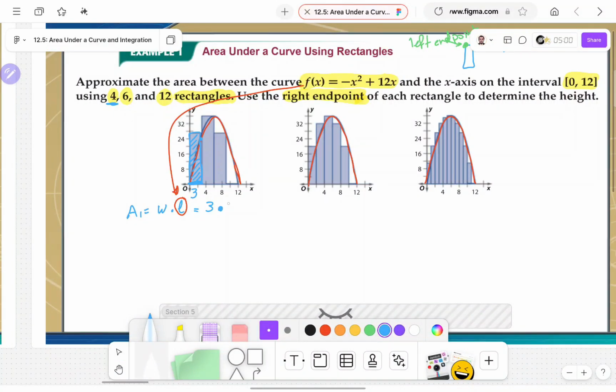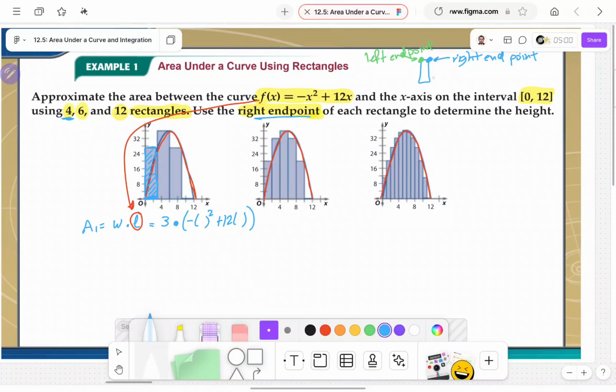So 3 times, negative, and I need to keep the number, plus 12, and we need to find the answer. Now, what number should I replace with the x? The number that I should replace with the x, where the question asks me for the right endpoint, right? If the question asks for the right endpoint, this is the base of the rectangle, which is the width. This is the right side here, right?